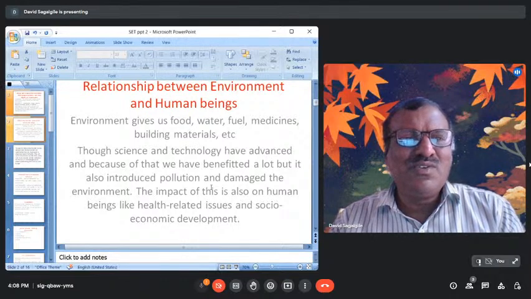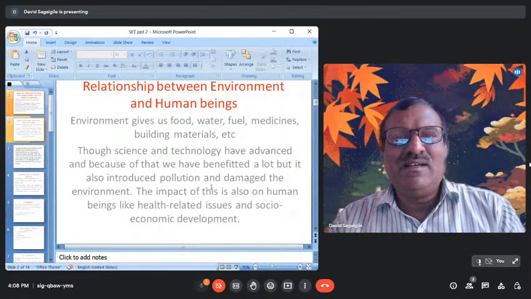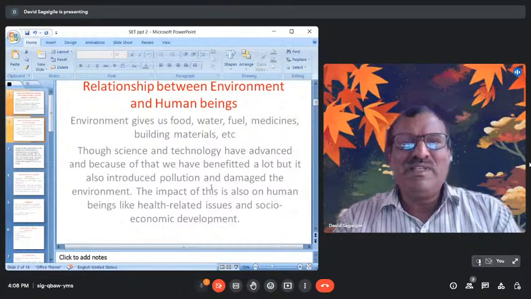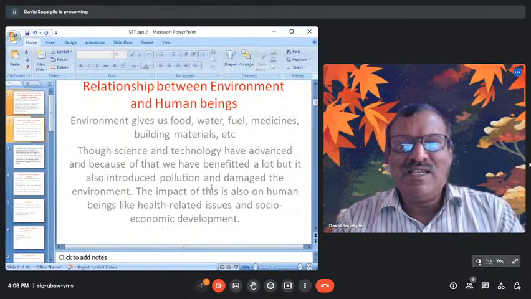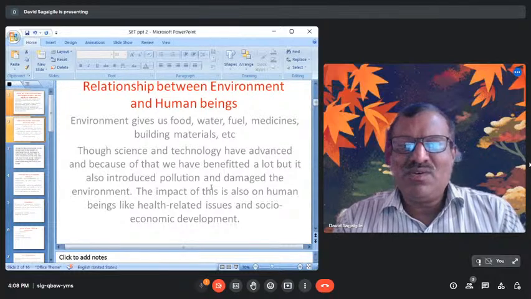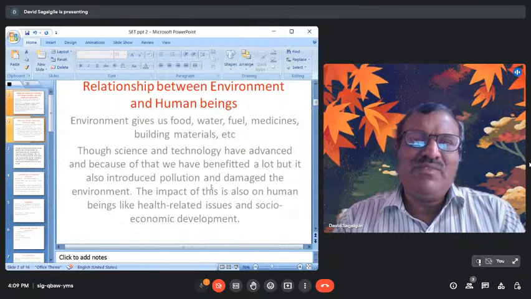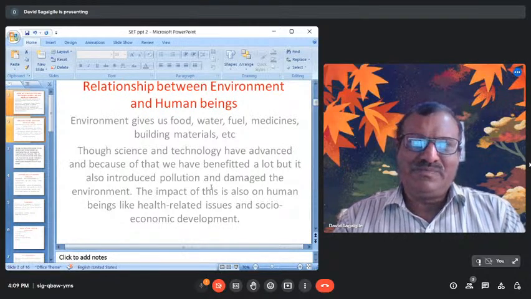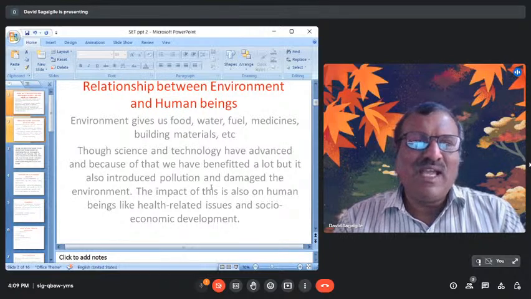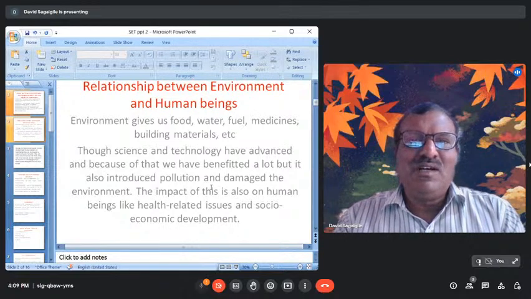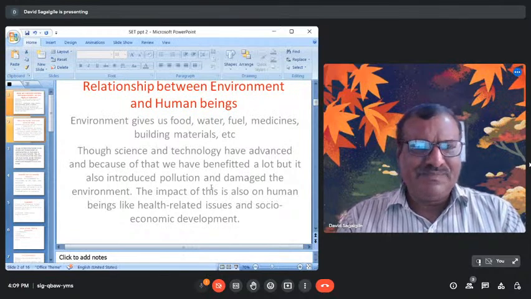The impact of this is also on human beings, like health related issues and social economic development. And also one important factor we see is that the more we try to destroy the environment, or the more the environment is polluted or damaged, it has a direct impact on the health of the people. It also has a direct impact on the social and economic development of man. Like, take for example, if you are going to throw garbage, all the waste materials, on the road, what is going to happen? It is going to cause diseases, germs are going to spread through it, and it is going to cause a lot of diseases and sicknesses among people.